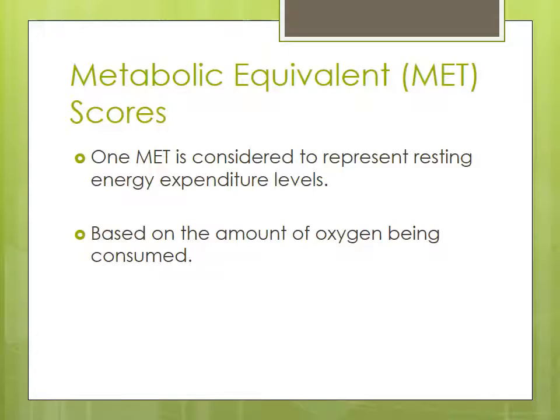The next way of measuring exercise intensity is using a metabolic equivalent score. We use the metabolic equivalent score to basically measure how much energy someone is expending while they are performing a certain type of activity. 1 MET is considered to represent resting energy expenditure levels, and it's generally worked out using how much oxygen someone is consuming.